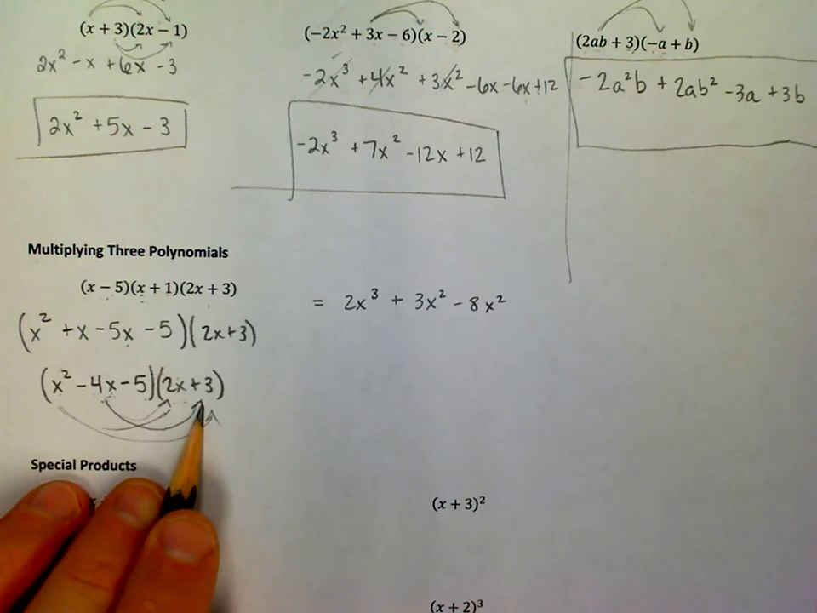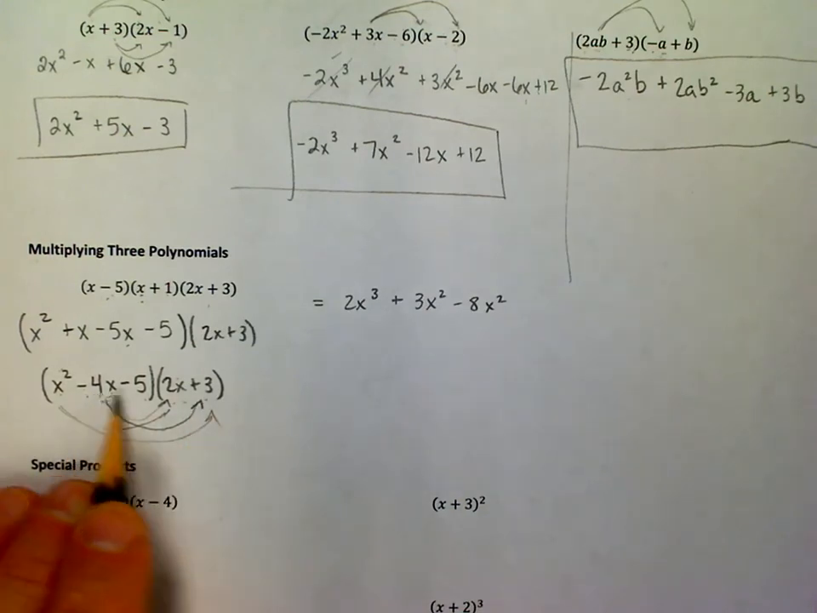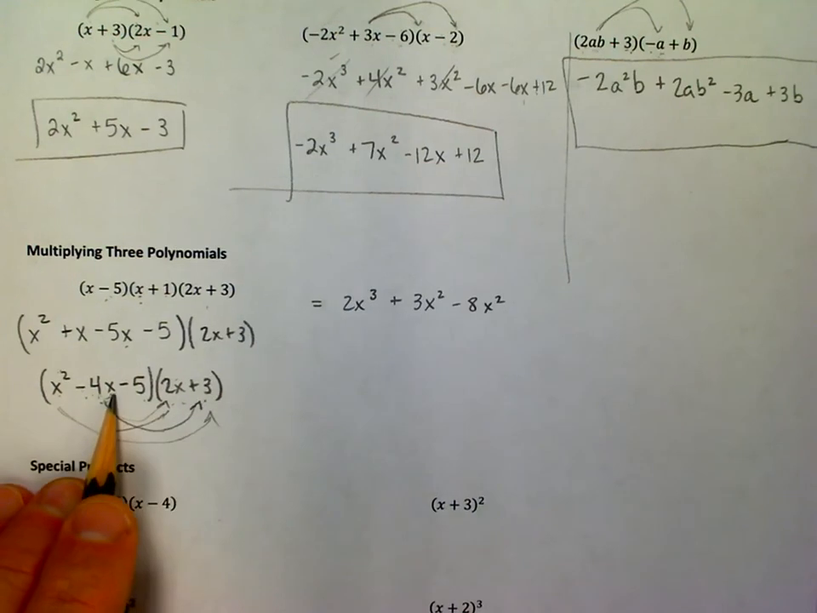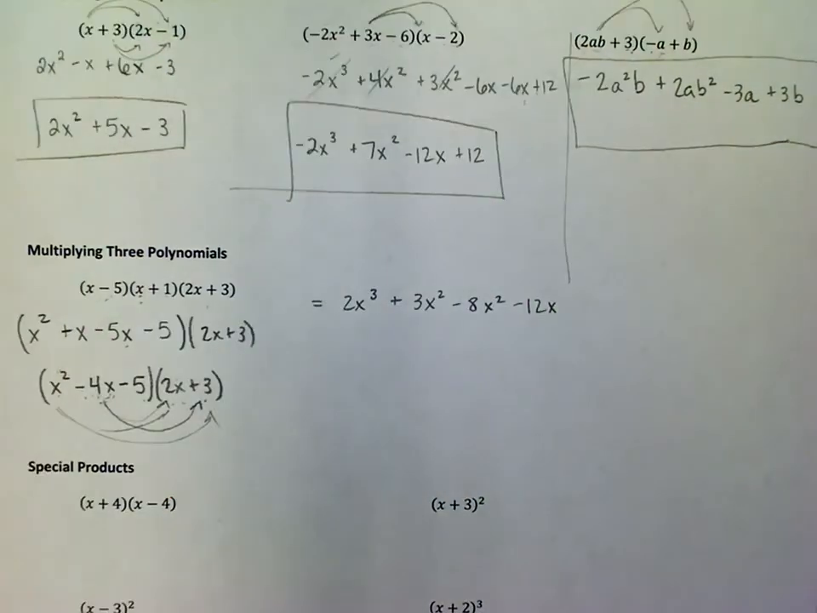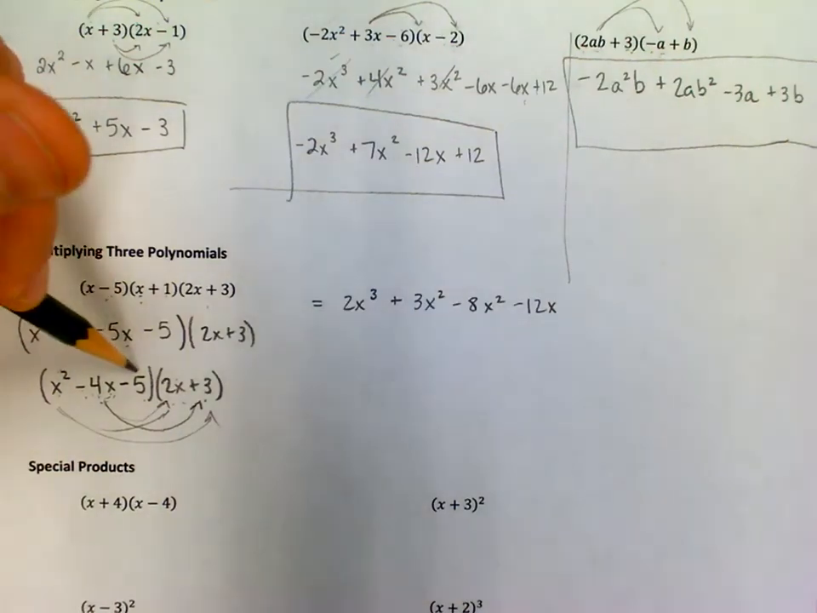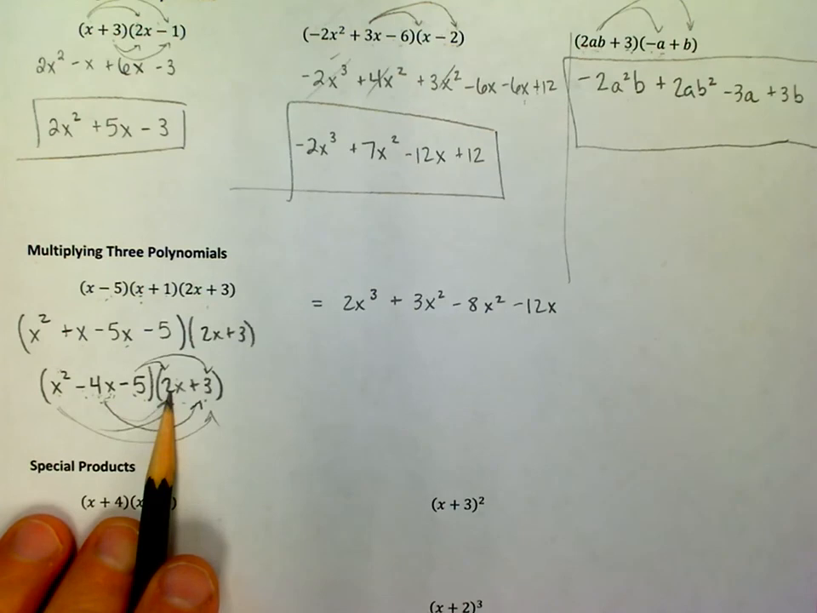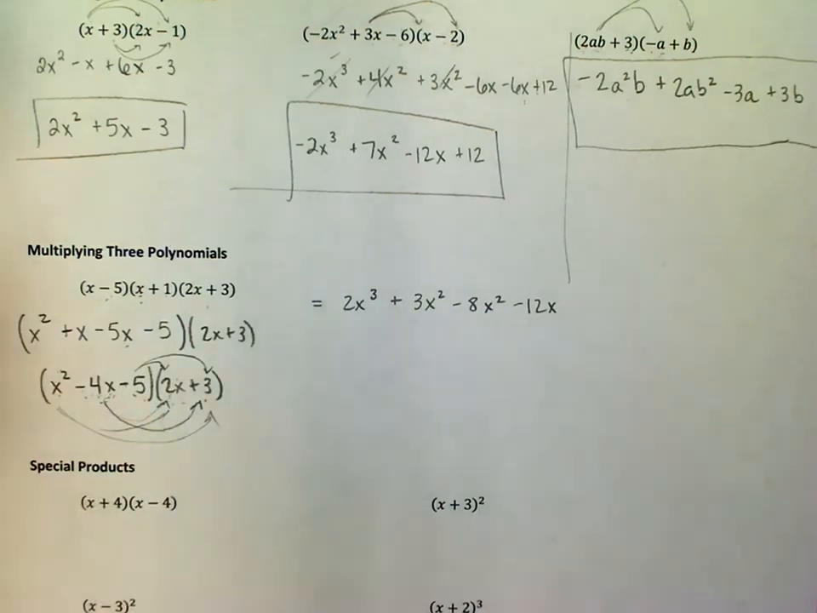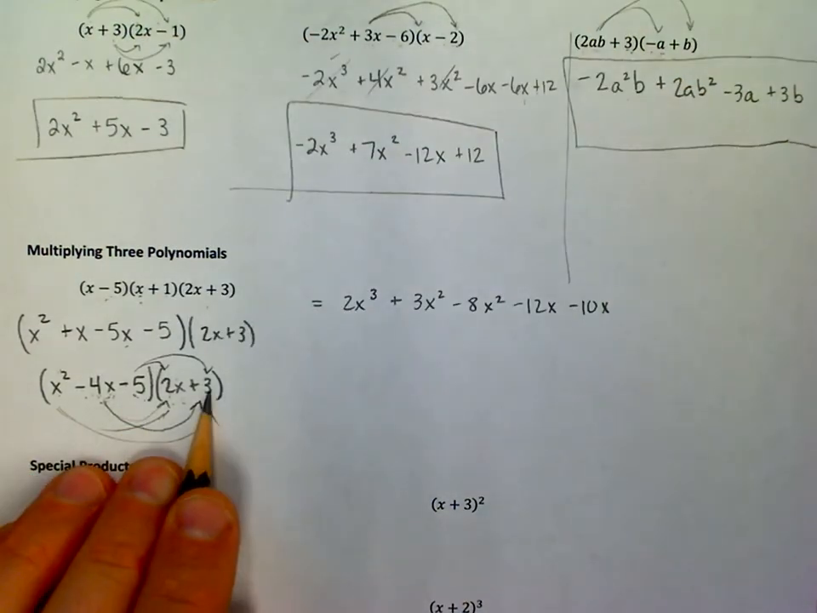Negative 4 has been distributed there. Now I'm going to distribute to the 3. Negative 4x times a positive 3 would give me a negative. 4 times 3 is 12, and then I have an x. Negative 12x. Now I'm going to distribute out the negative 5 to the 2x and negative 5 to the 3. Negative 5 times a positive 2x would be negative. 5 times 2 is 10, and then you have an x. And negative 5 times positive 3 is negative 15.